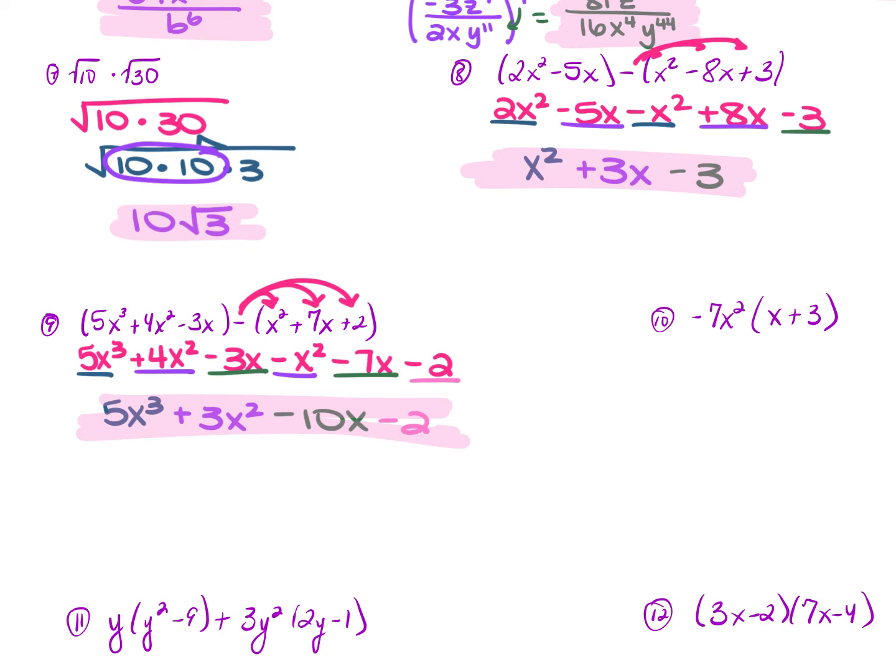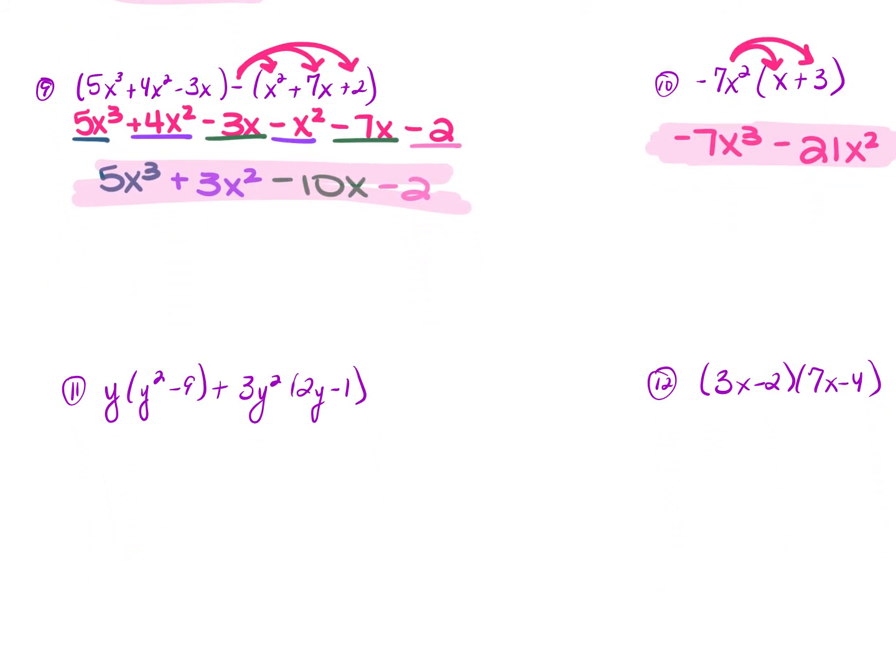For number 10, we have negative 7x squared times x plus 3. So we're going to distribute this negative 7x squared into the set of parentheses that we have. So we're going to do negative 7x squared times x, which is negative 7x to the third power. Then negative 7x squared times 3, which is negative 21x squared. We do not have like terms here, so you can highlight that and that be your answer.